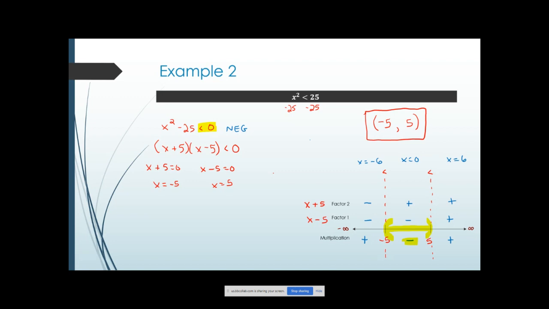So if you have two factors, your choices of solutions are generally the two outside ones or the inside. Sometimes you do end up with some weird situations, but most of the time it's either the two outside or the inside. So do you have any questions on this example?